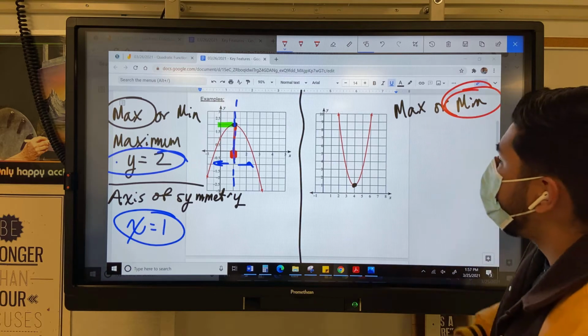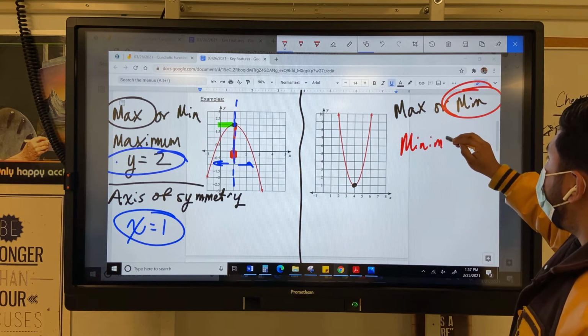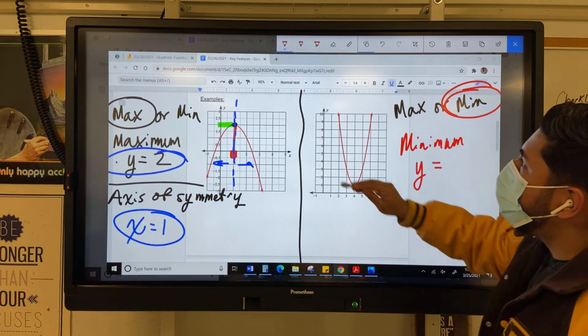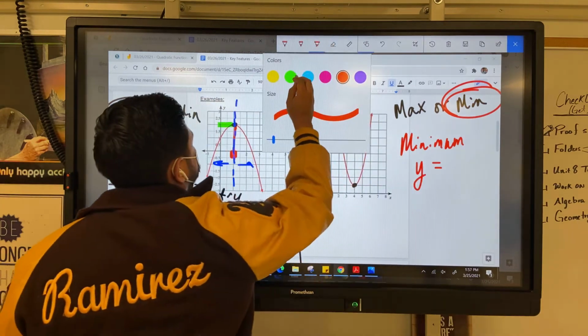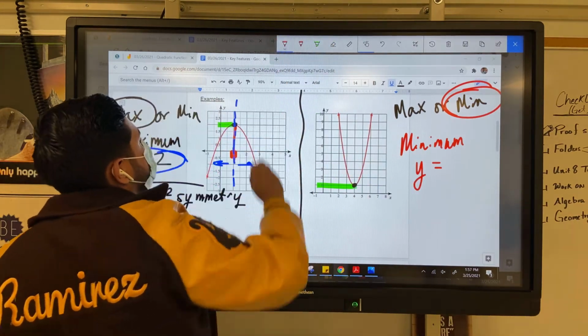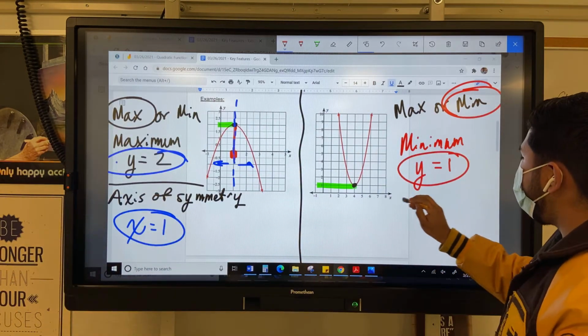So I'm going to say this is a minimum value of y equals, what is the y equal to? Let's look at the vertex going towards the y. It's 1, so I'm going to say minimum value is y equals 1. There's part 1 answer.